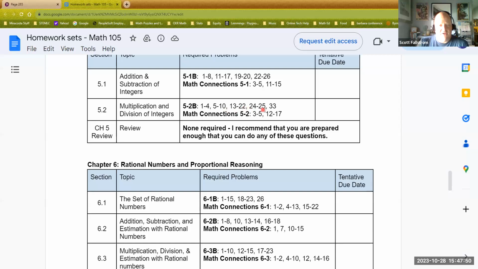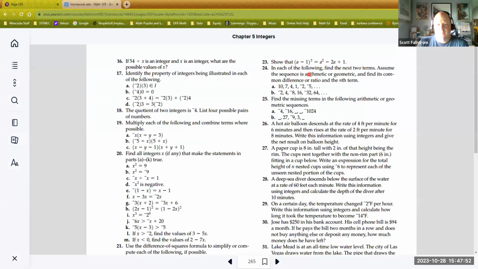Let's see here. I went to 22. Oh, 24 through 25. I guess you didn't have to do 23. All right. Ooh, arithmetic sequences. So now find its common difference or ratio and find the nth term. Remember, common difference is for adding, or arithmetic, and common ratio is for multiplying. So try to find what they are multiplying that is common, or maybe what they are adding that is common, and then see if we can go back to what we did in chapter 1 and write a general term.